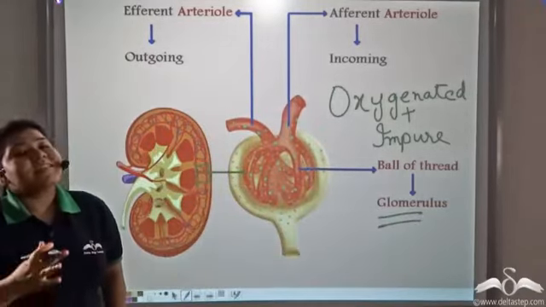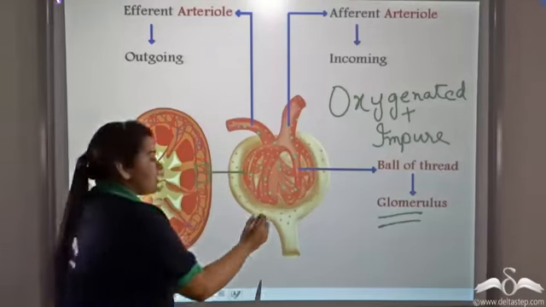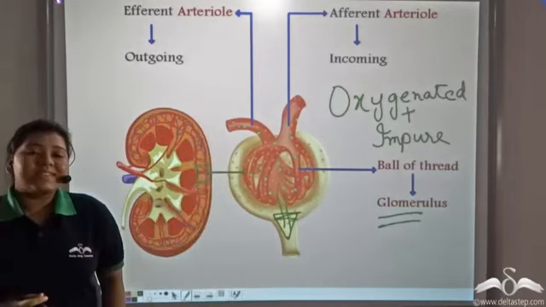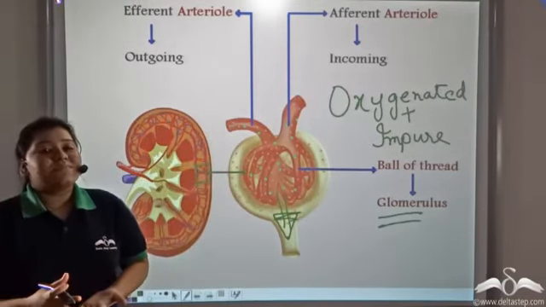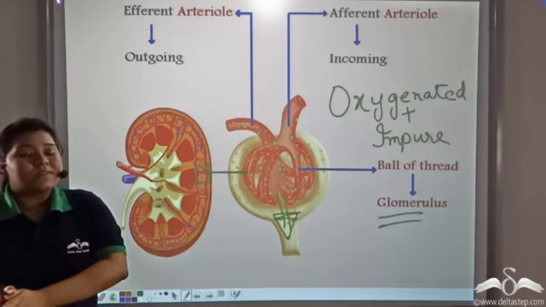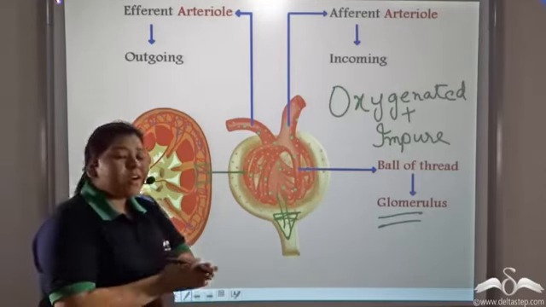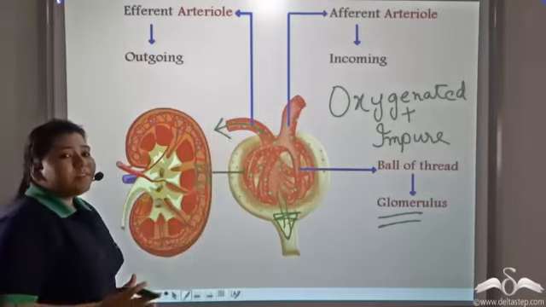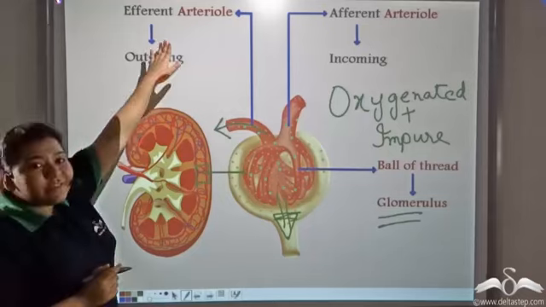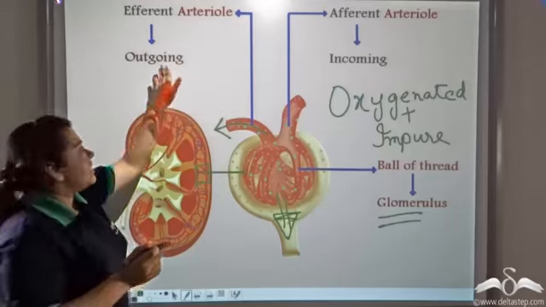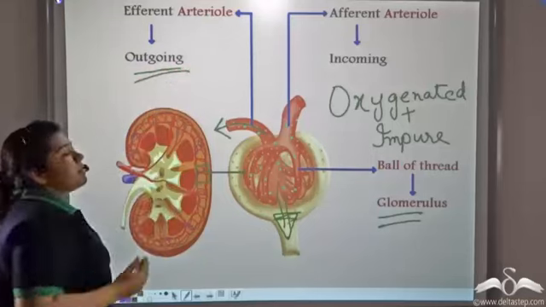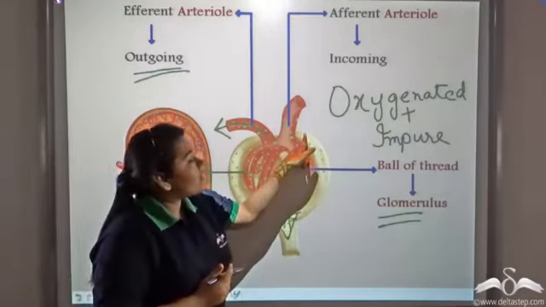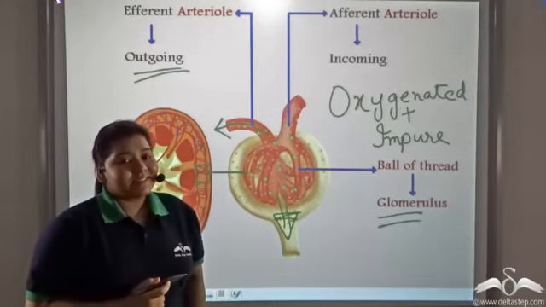It is here that the blood gets filtrated. See, filtration takes place in the glomerulus, that is, the impurities present in the blood get filtered out. So now, this pure and oxygenated blood is sent out of another vessel known as the efferent arteriole, where efferent means outgoing. So this is the outgoing vessel from this cup-shaped structure within the kidney.